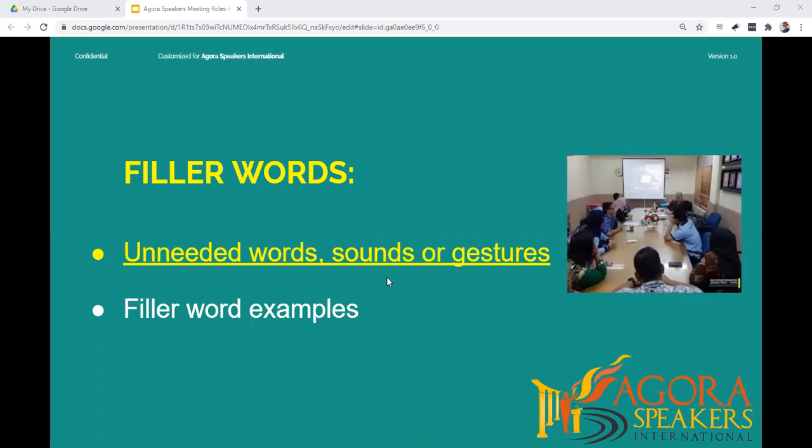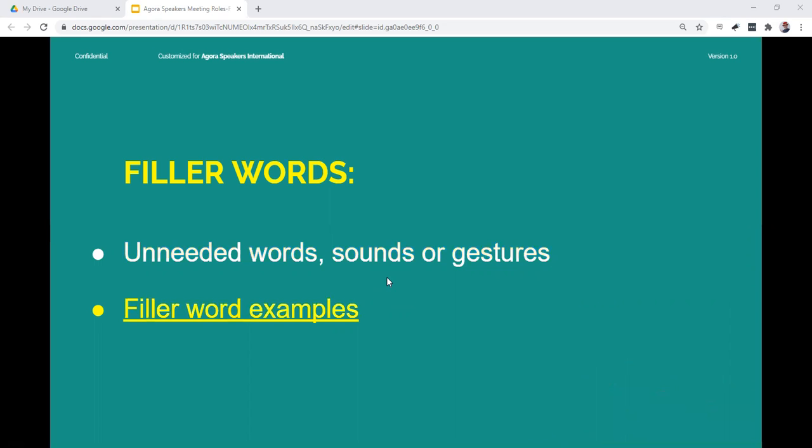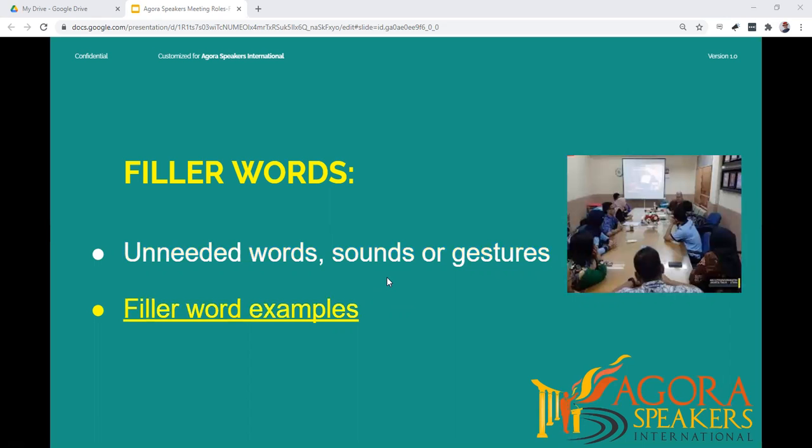Filler words are those words, sounds, or gestures that add no meaning to the speech. They decrease the effectiveness, can cause distraction, and if used excessively, can decrease the credibility of the speaker. Let us now review some examples of common filler words.